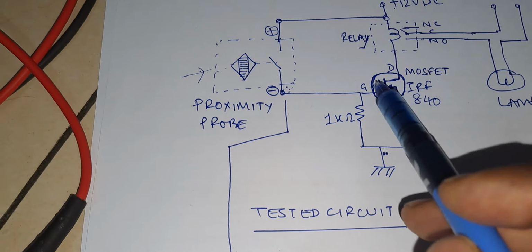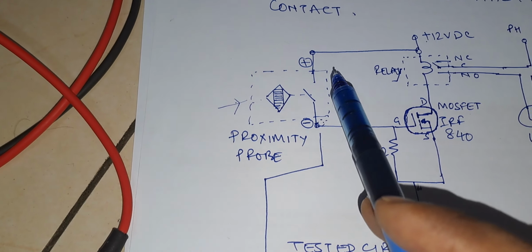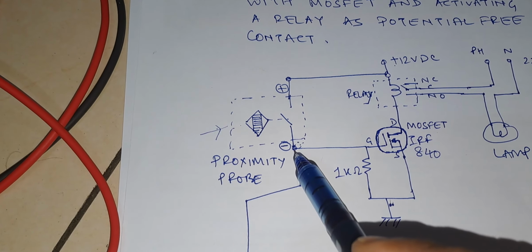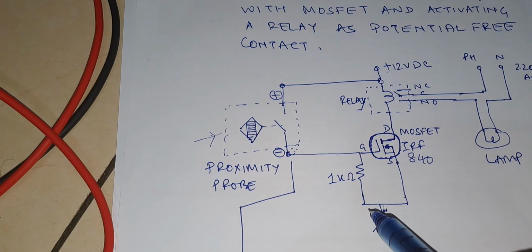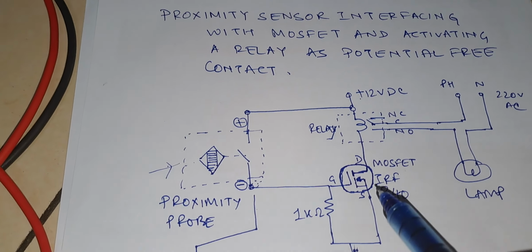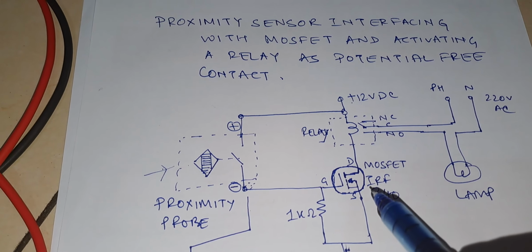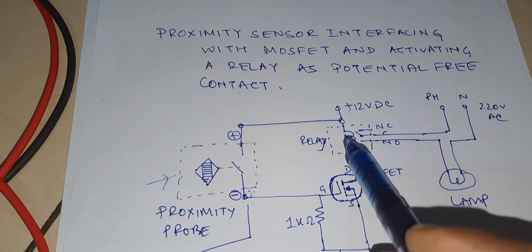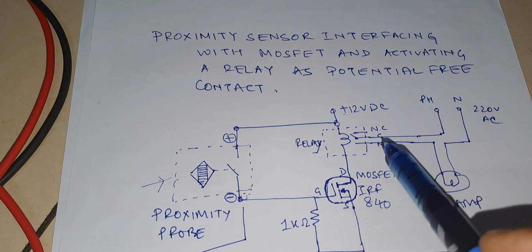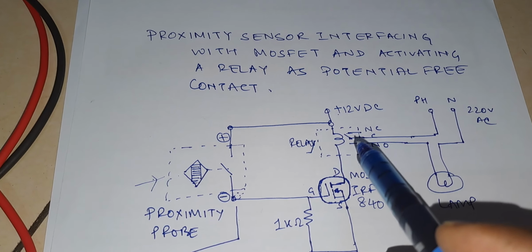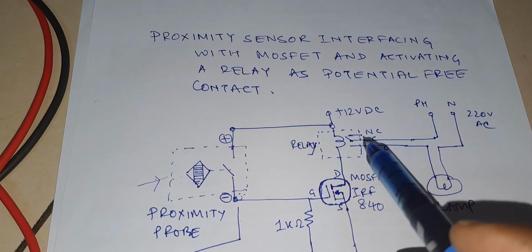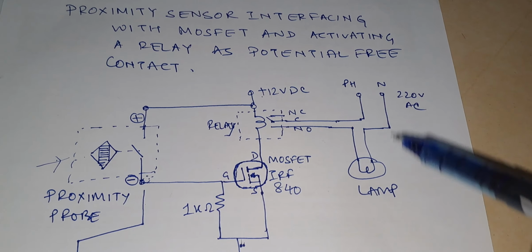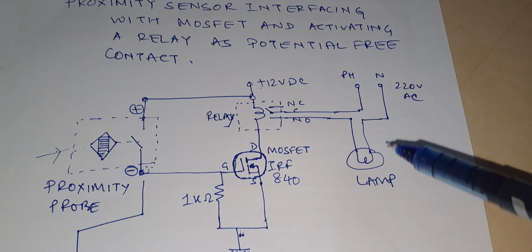Here, as we can see, this is my proximity switch, connected to the 12 volt DC supply, and the negative terminal of the proximity switch is connected through a 1K resistor to the ground. Here is the MOSFET IRF 840. The drain of the MOSFET is connected to a relay coil, and the other end of the coil is connected to 12 volt DC. The relay's potential free contacts are connected to the 220 volts main line and to a lamp, as you can see in this circuit.